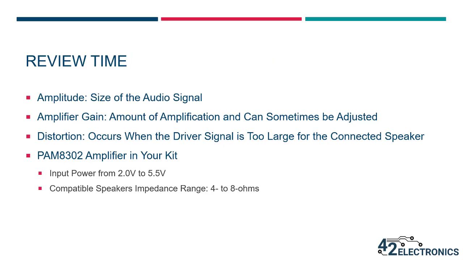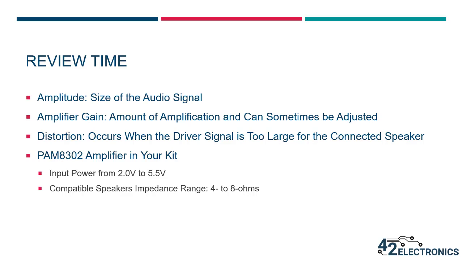Before you move to the next video, let's take a few moments and review the concepts we've just discussed. Different size speakers require different levels of amplitude. An amplifier can take a small signal and make it much larger and appropriate for driving larger speakers. Amplifier gain is the amount of amplification, and some small amplifiers, like the one in your kit, can be adjusted using the potentiometer on the circuit board of the amplifier. Distortion occurs when the drive signal is too large for the connected speaker. Slight distortion just means the sound will sound poor, but heavy distortion can actually damage the speaker.